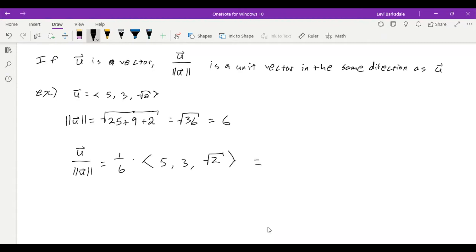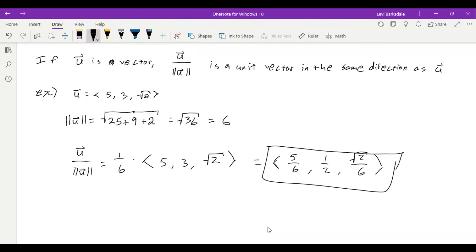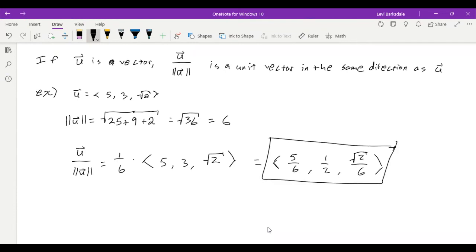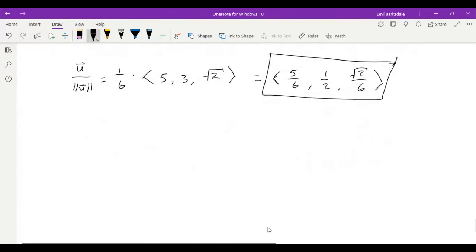And we can go ahead and distribute this 1 over 6 in here, and we get 5 over 6, 3 over 6 simplifies to 1/2, and then we're left with root 2 over 6 as our unit vector. So importantly, this vector has length 1, and we can double check that by going ahead and finding its magnitude. So the magnitude of 5 over 6, 1/2, root 2 over 6, we'll go ahead and find.